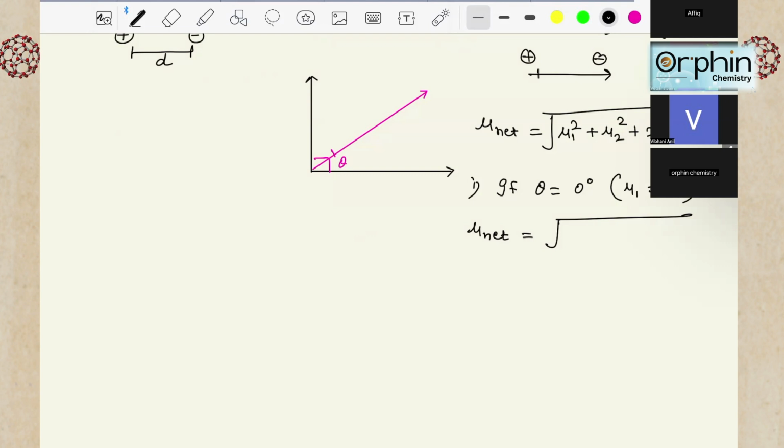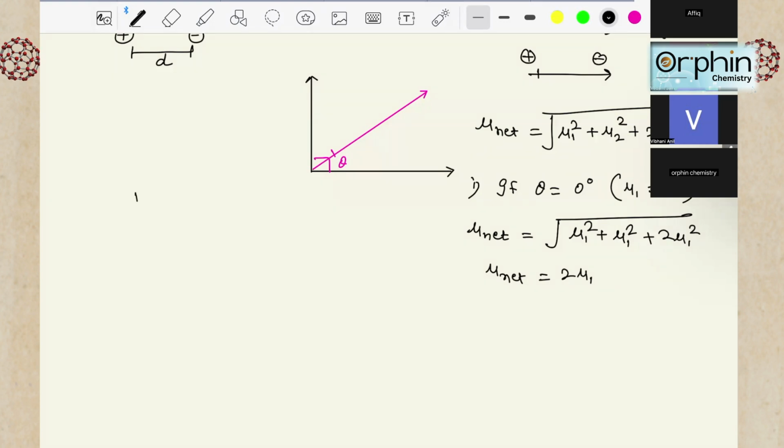So we are taking mu1 equal to mu2, then mu1 square plus mu1 square plus 2 cos 0, which is 1, so 2 mu1 square. So this is coming as 4 mu1 square, and the square root of 4 is 2. So this is coming as 2 mu1. This is the net dipole moment value. Fine, we got it here.